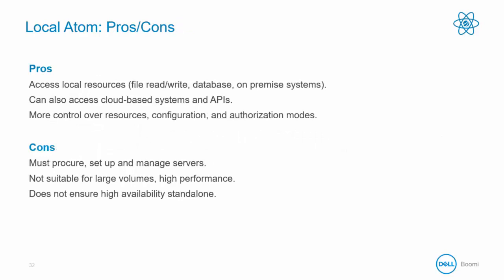So some of the pros of the local Atom are that it has access to local resources, that it can also access cloud-based systems, and you have more control over the resources, configuration, and authorization modes. Some of the drawbacks are that you must procure, set up, and manage your own servers. This is not a suitable setup for large volumes or high performance, and it does not ensure high availability.